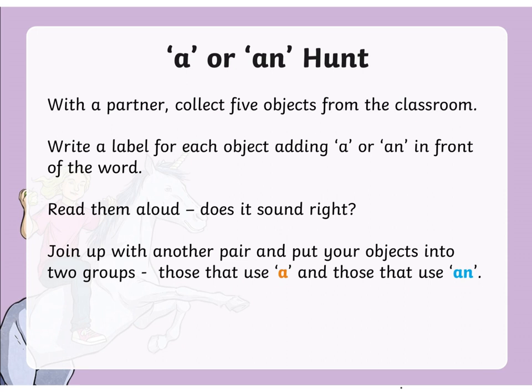जो भी कोई ऑब्जेक्ट होगा उसके आगे आप क्या लिखेंगे? A और an. Read them aloud. आपने उसको जोर से पढ़ना है. Does it sound right? आपको उसकी साउंड की जो आवाज़ है वो सही से है कि नहीं है. Join up with another pair and put your objects into 2 groups. आपने क्या करना है? उन दोनों को ज्वाइन करना है और उनको 2 ग्रुप्स में बांटना है. Those that use a and those that use an. अब उनको किस में बाइफरकेट करना है? a का एक ग्रुप और दूसरे का an का. तो इस ढंग से हम क्या करेंगे? एक एक्टिविटी खेलेंगे और इसको एंजॉय करेंगे.